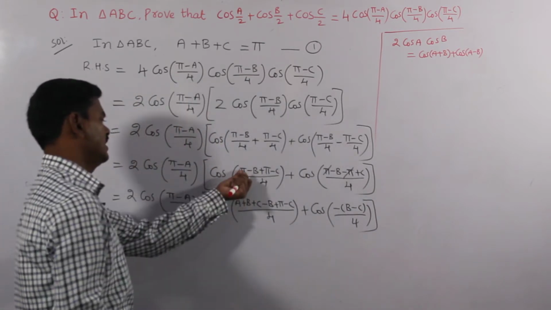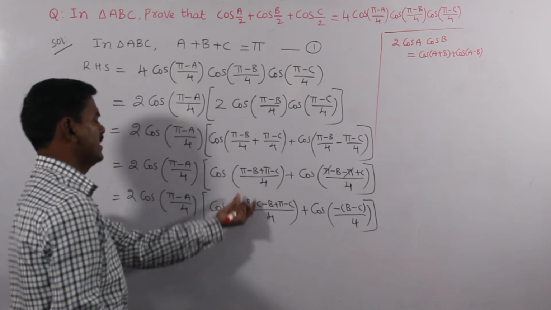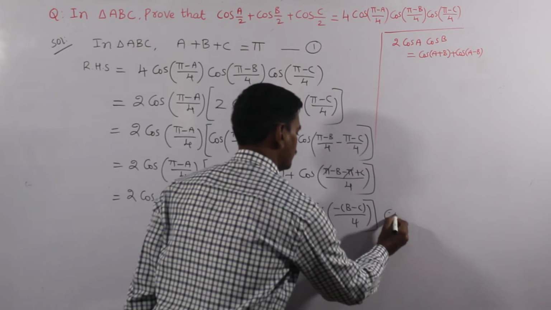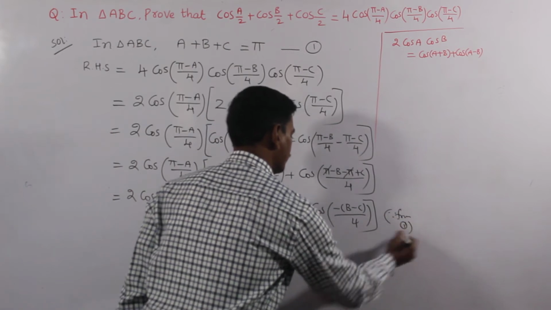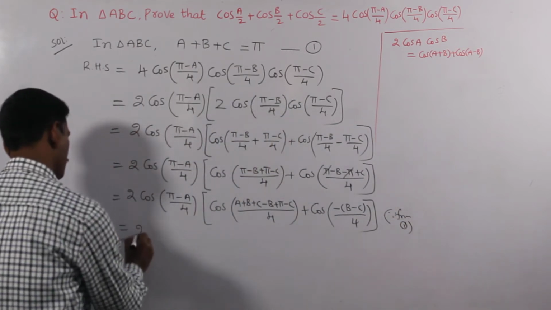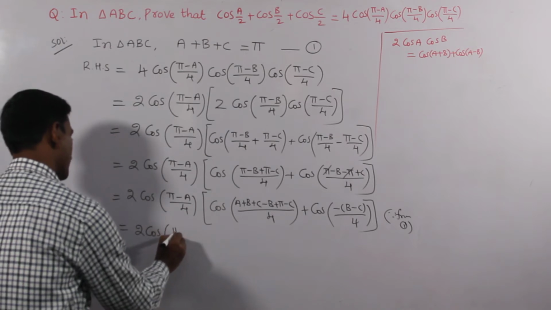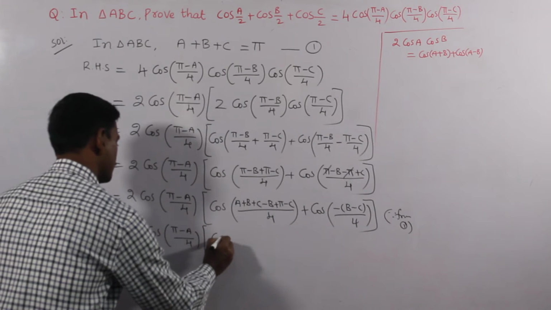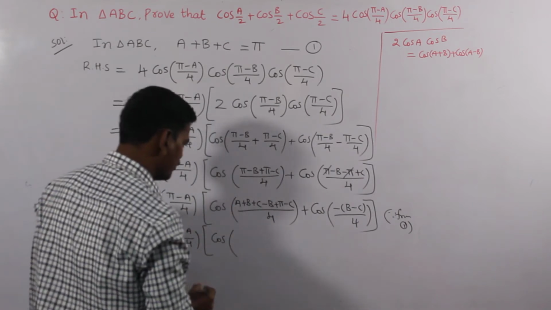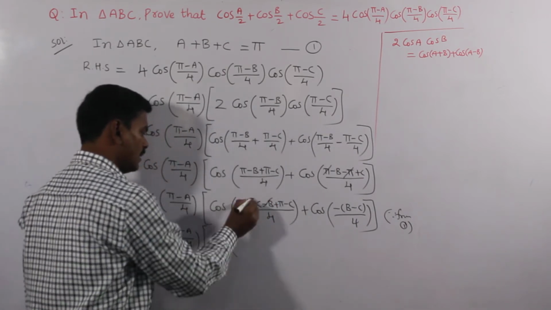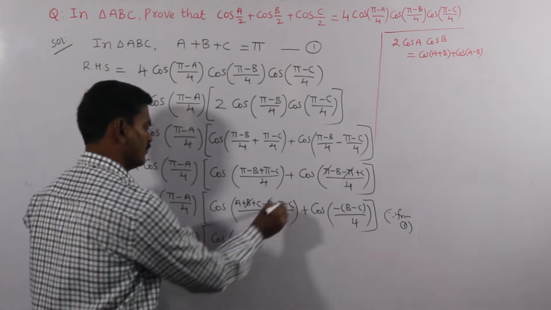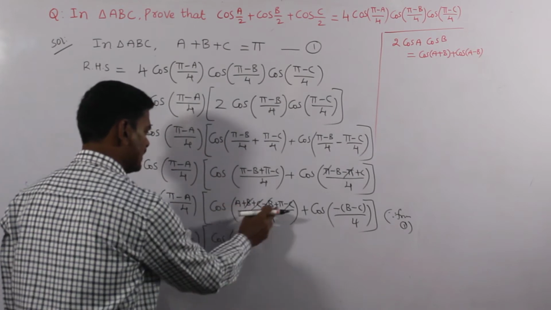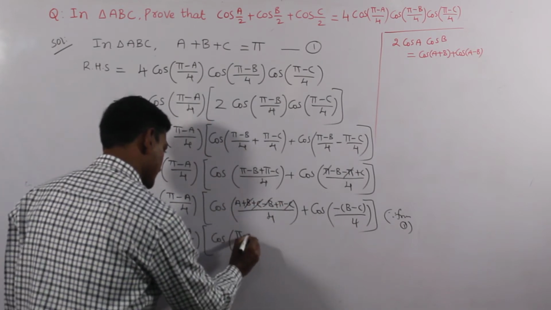So this replacement: pi is replaced with a plus b plus c from equation 1. Now 2 cos of (pi minus a) by 4 into cos of... what is the possible simplification here? Minus b plus b cancel, minus c plus c cancel. Now we are left with a plus pi, which can also be written as pi plus a.